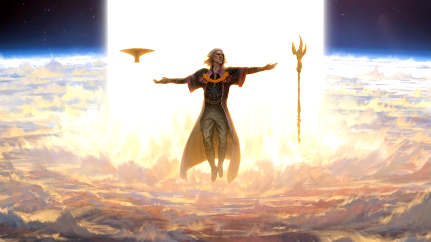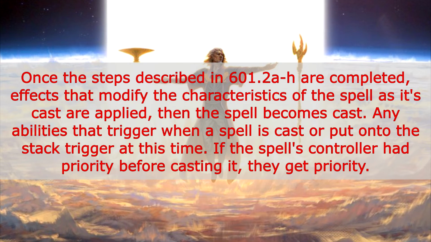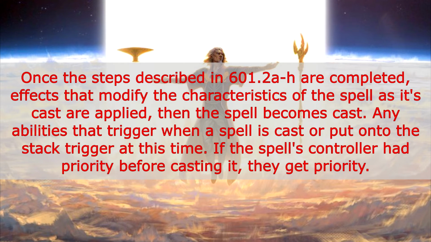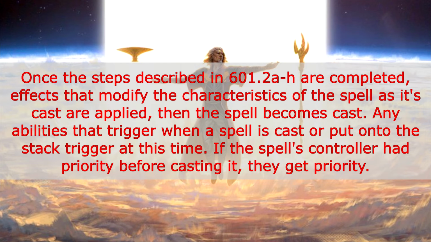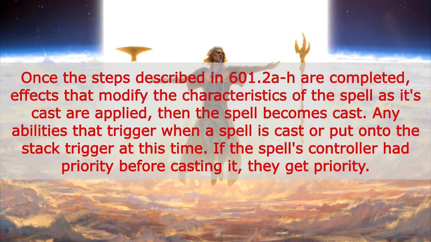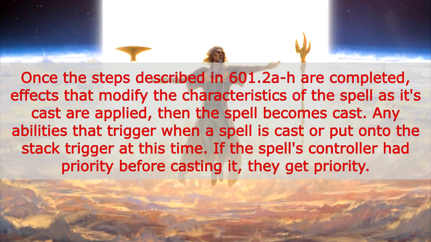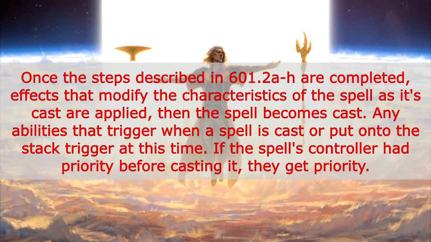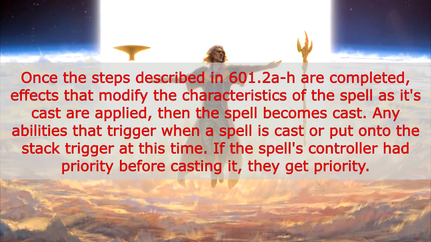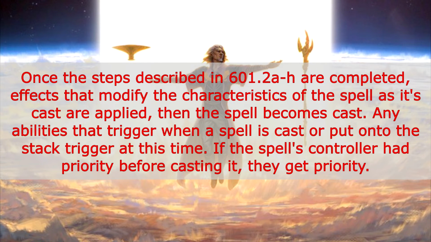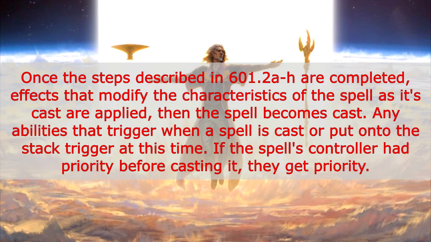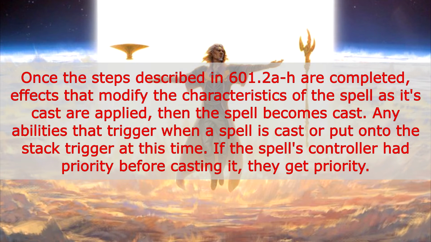And then Comprehensive Rules 601.2I covers the final step to casting a spell and says, once the steps described in 601.2A through H are completed, effects that modify the characteristics of the spell as it's cast are applied, then the spell becomes cast. Any abilities that trigger when a spell is cast or put onto the stack trigger at this time. If the spell's controller had priority before casting it, they get priority.